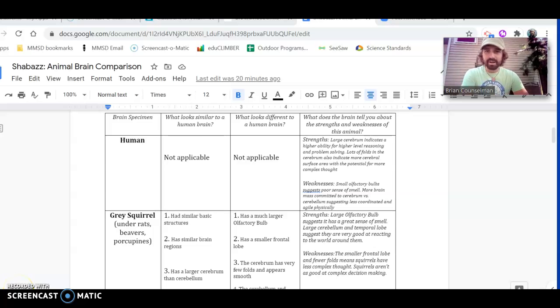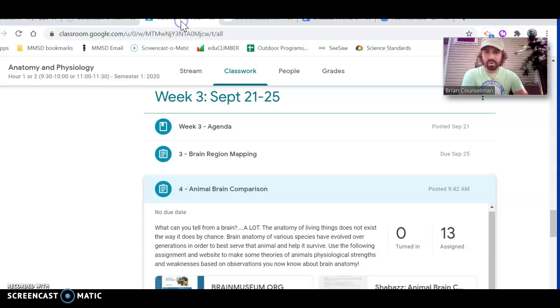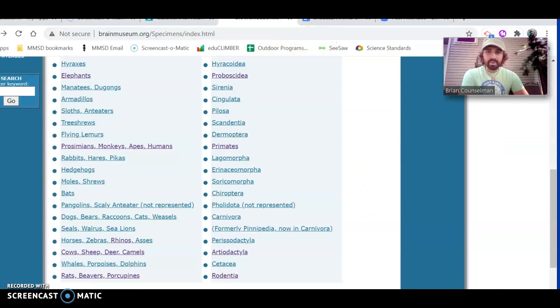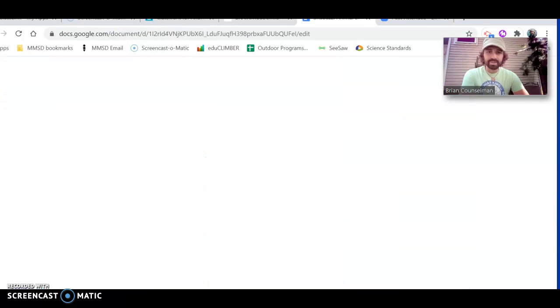Brian here, and I wanted to talk a little bit about our assignment number 4, the animal brain comparison. This one is one of my favorite assignments in the brain region for sure, but it is challenging. It's a really cool opportunity where you can dig in and check out some different brains in different animals, which I think is fascinating. They are found here in brainmuseum.org. And here's our assignment over here on the right. Here's what the website looks like. Here's what your assignment looks like.